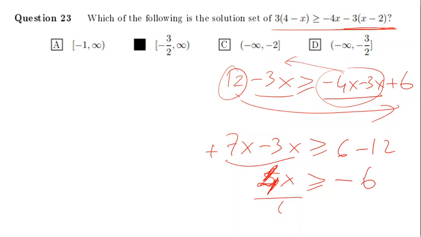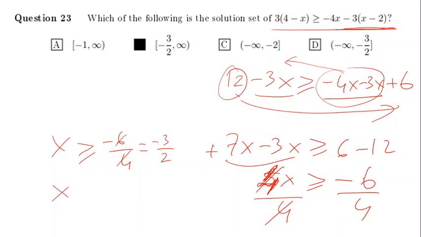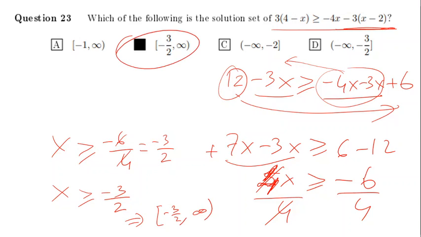And what does this mean? Divide by 4. So you get x is bigger than or equal to negative 6 over 4. And if you simplify this one by 2, it will be negative 3 over 2. And it will give you the solution set as all the values starting from negative 3 over 2 to infinity. So it will be this.